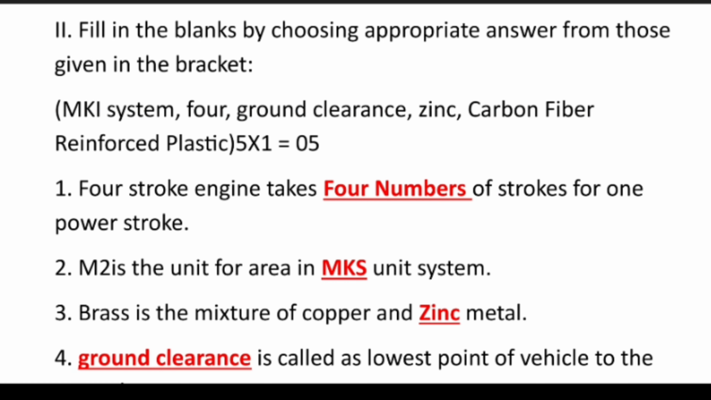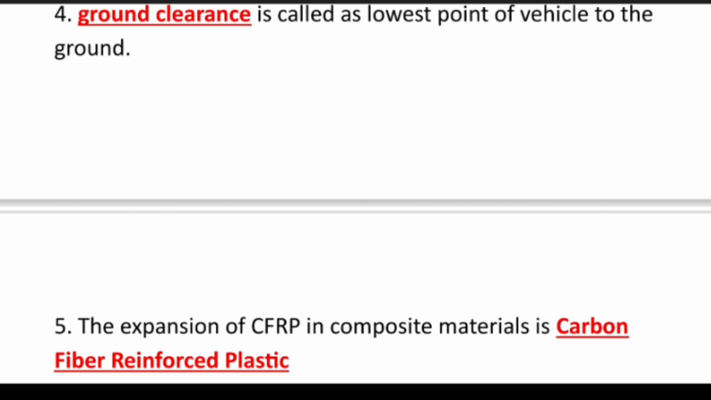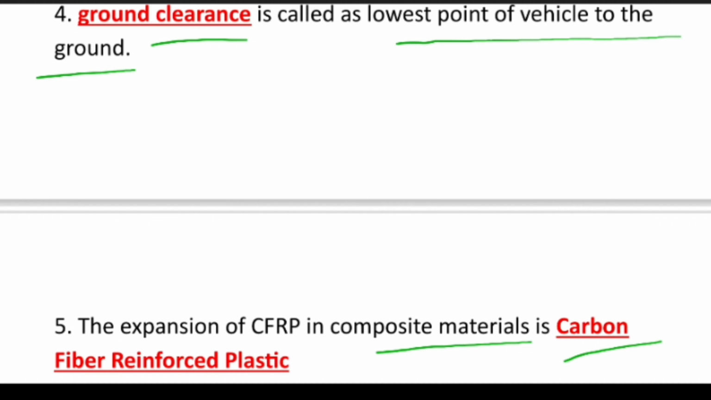Next will be fill in the blanks. The four-stroke engine takes dash strokes for one power stroke, that is four. M squared is a unit for area in dash unit system, that is the MKS system. Third, brass is a mixture of copper and dash metal. The distance from the lowest point of the vehicle to the ground is called ground clearance. The expansion of CFRP composite material is carbon fiber reinforced plastic, that will be the answer.